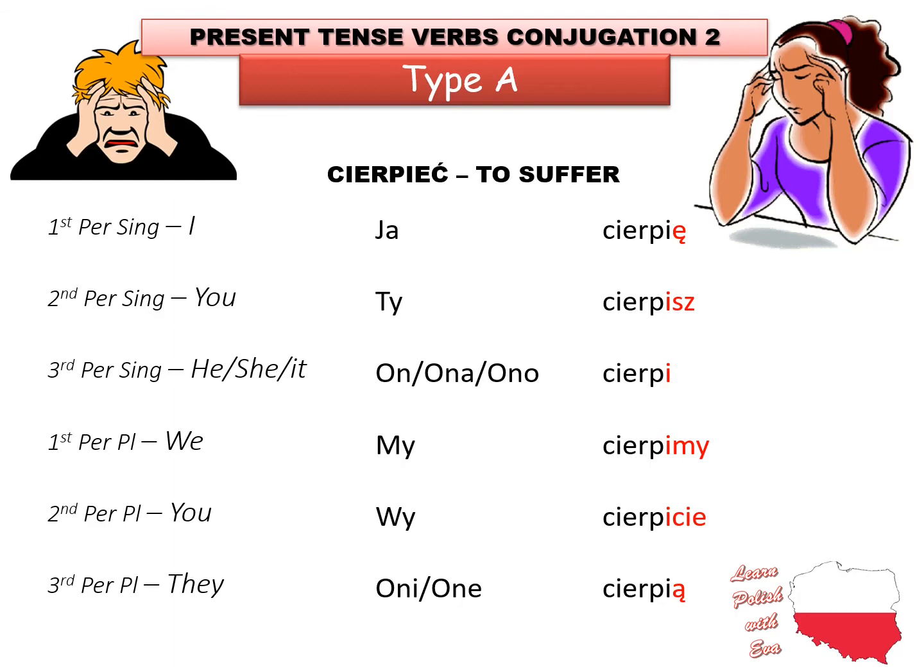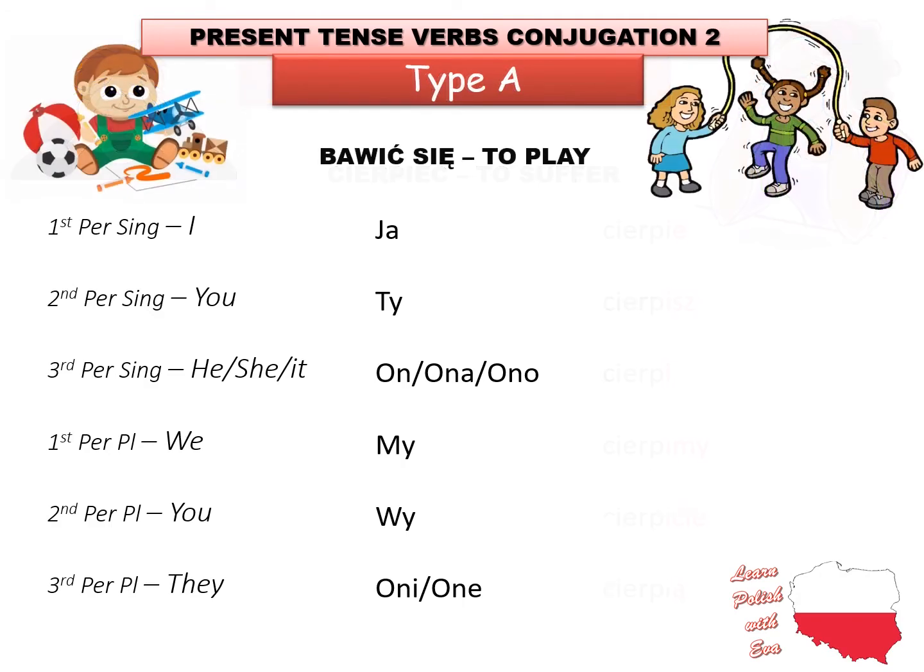Let's look at another verb. I think looking at examples is the best way. So the verb bawić się, which is to play, is a reflexive verb because we can see the reflexive pronoun się, which is just added at the end of the verb. What do we do? We take off the letters ć of the infinitive, so our stem is bawi, and then we add the verb endings.